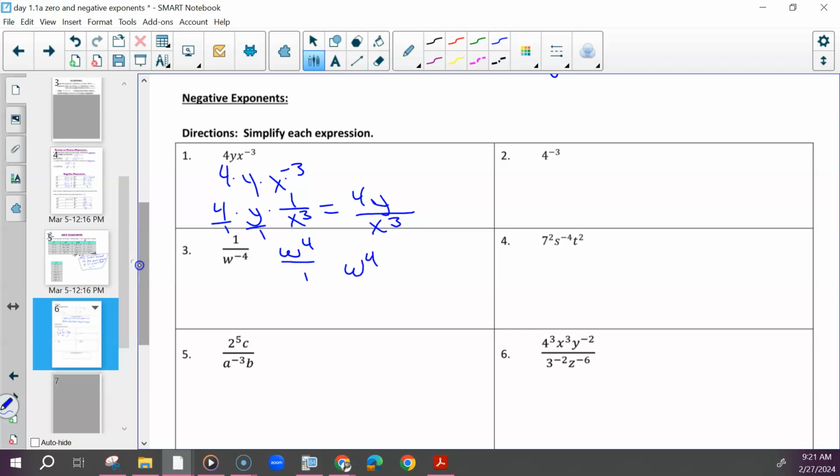So as you get the hang of this, you'll notice that if you have a negative exponent in your numerator, or just like this, it's going to get moved to the denominator. If it's already in the denominator, it's going to move up to the numerator. Questions about that? Which of these others do we want to see us go over and have questions about? Okay.